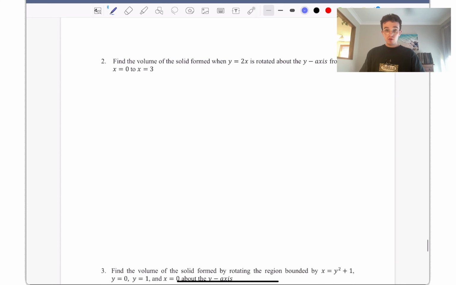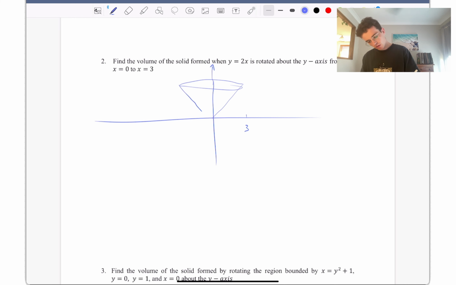Now the volume of the solid formed when y is 2x is rotated about the y-axis from x is 0 to x is 3. Here we've got y is 2x, and we're rotating from x is 0 to x is 3, but we're rotating about the y-axis, so we want this funny shape here. So we need to find the corresponding y-coordinate. If y is 2x, then this is going to be 6 up here.